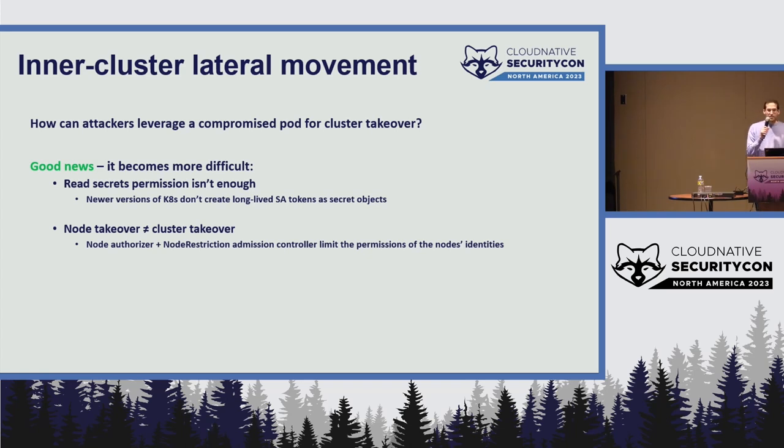The good news is that it becomes a little bit more difficult now, because in newer versions of Kubernetes, there are some security features that restrict operations that can lead to cluster takeover and lateral movement. We are going to talk about two notable ones. The first one is that read secret permissions aren't enough for lateral movement. In the past, as probably many of you know, Kubernetes stored tokens of service accounts as secret objects. If I could read secrets, I could also read tokens of service accounts.